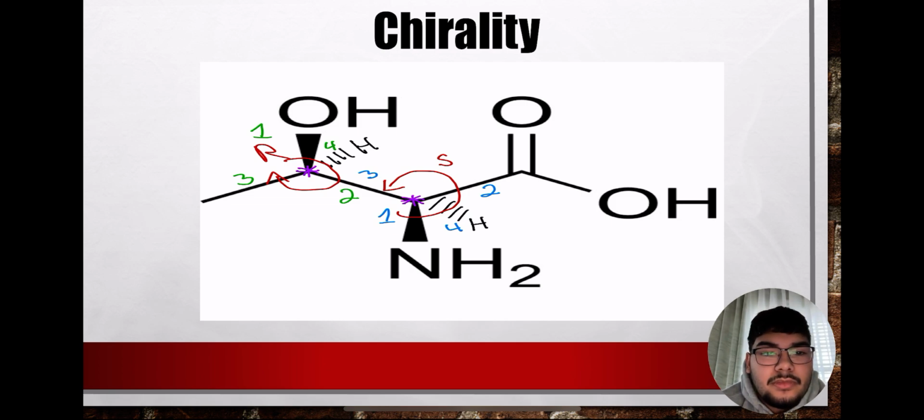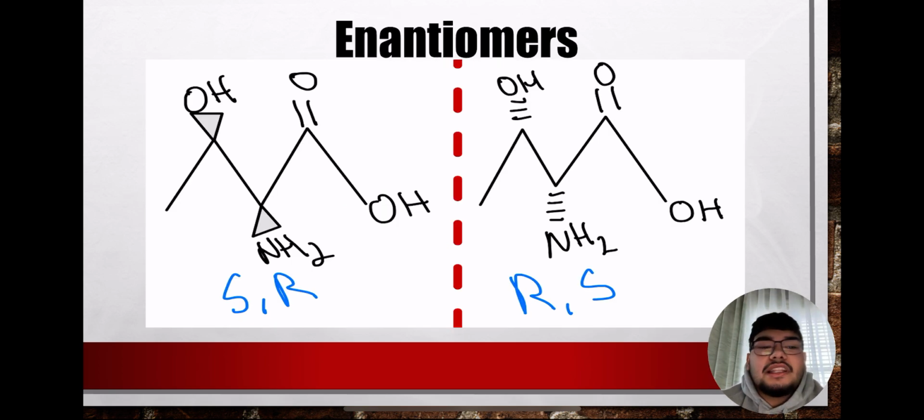So here we're going to have an R and an S. So that would be our chirality. And then from there we're going to look at the enantiomers of it. So this is the original molecule on the left, which is SR, and this is the enantiomer on the right, which is going to be RS.